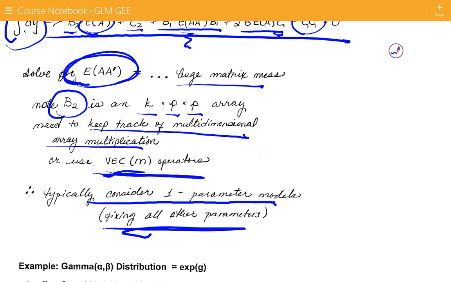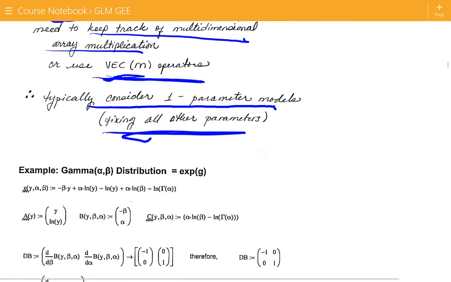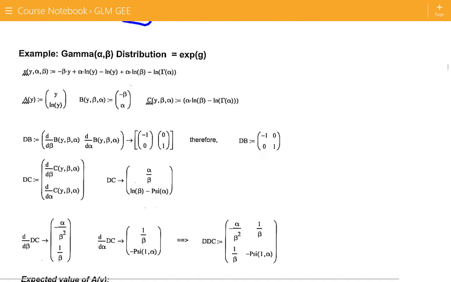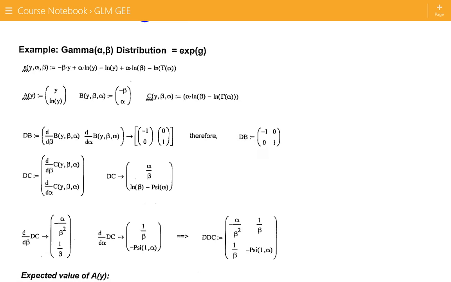Where we're going to head is to essentially consider one parameter models, fixing all other parameters. So we're going to say all the other parameters are fixed. Think of it as fixed to a constant. We're going to just think of what happens in terms of one parameter. We will typically do that.